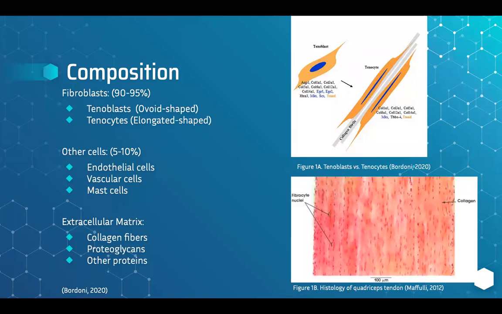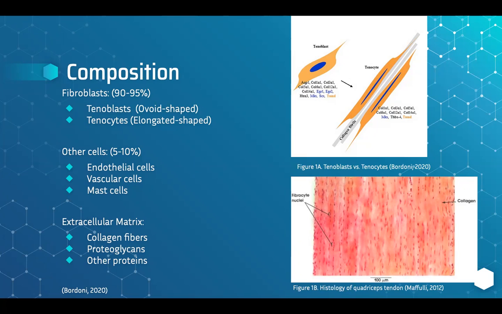So tendon is a dense fibrous connective tissue, primarily composed of collagenous fibers. The primary cell types of tendons are fibroblasts, including tenoblasts and tenocytes, which account for 90 to 95% of all the cells in a tendon. Other cells such as endothelial cells, mast cells, and vascular cells account for the rest.